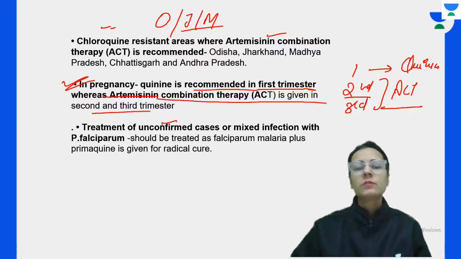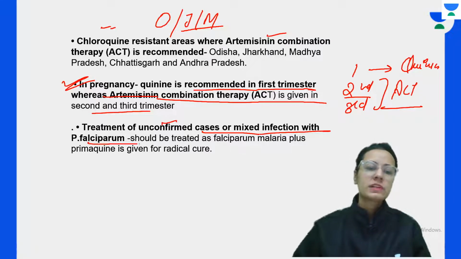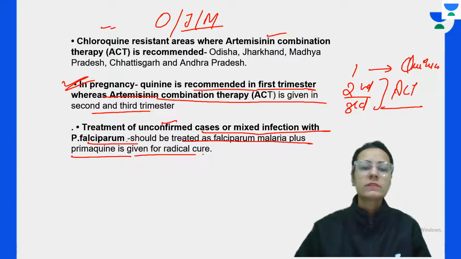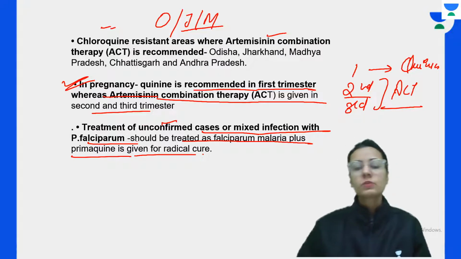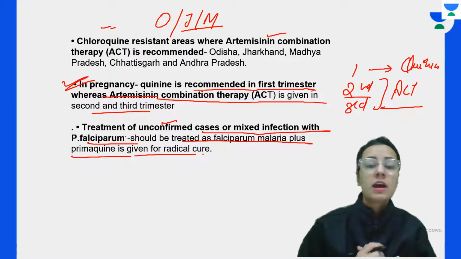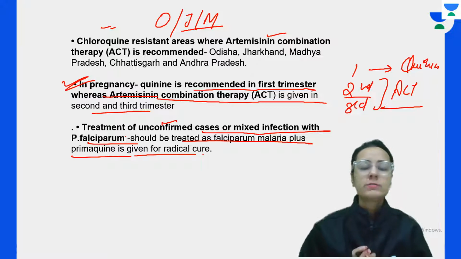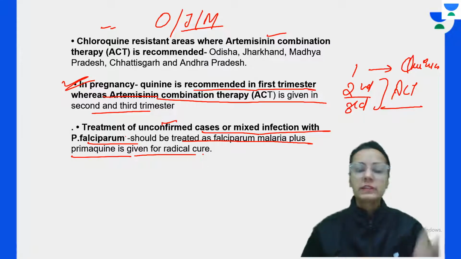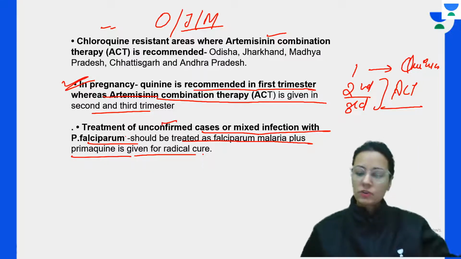Now, unconfirmed cases and mixed infections should be treated as falciparum, plus primaquine is given for radical cure. Since we don't know which type of malaria it is, we treat it as falciparum malaria. We give the QDT treatment, that is quinine plus doxy or tetra. Along with that, primaquine is given in case it is not falciparum, to prevent relapse, the relapse stage of malaria.